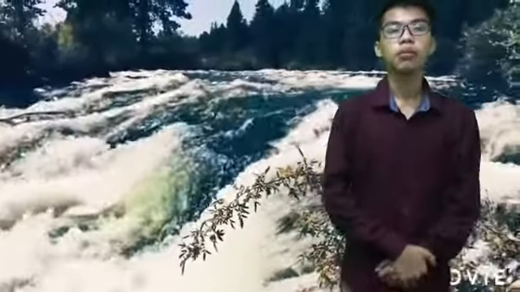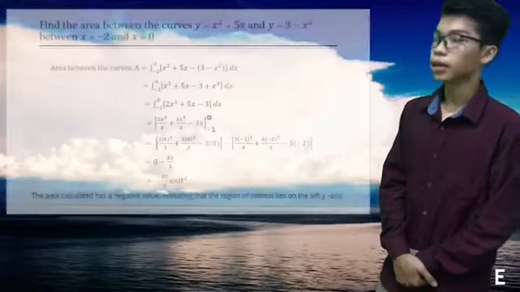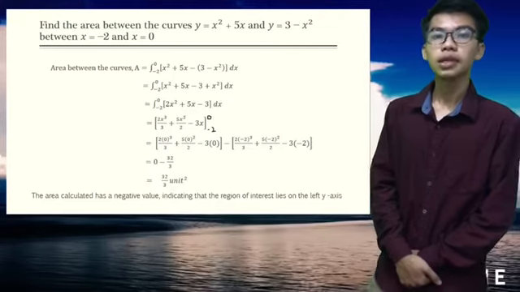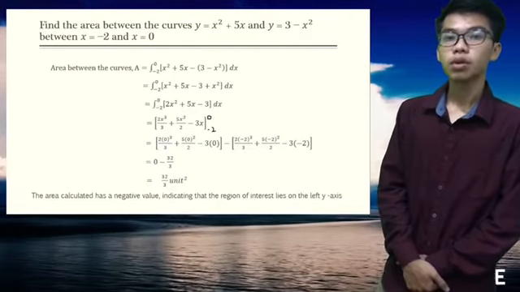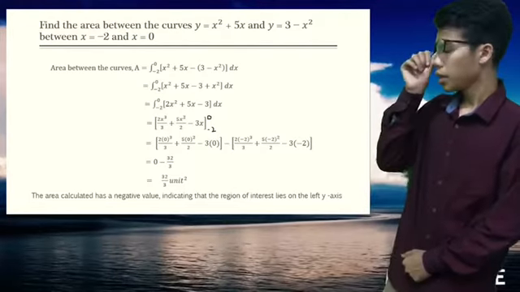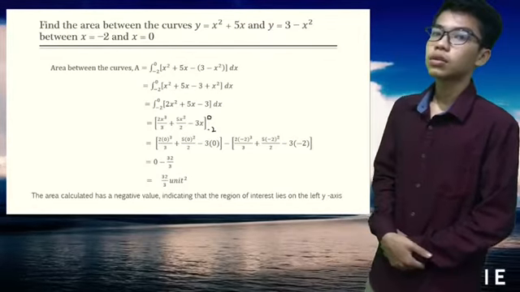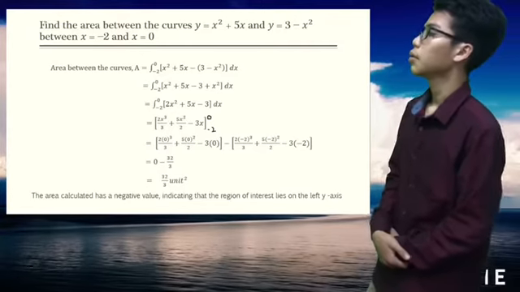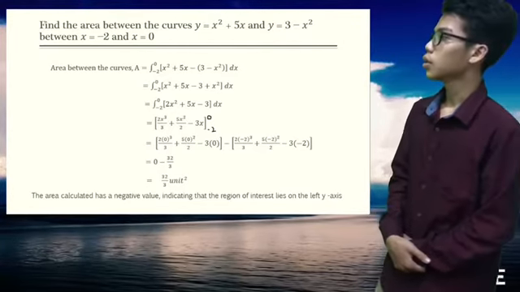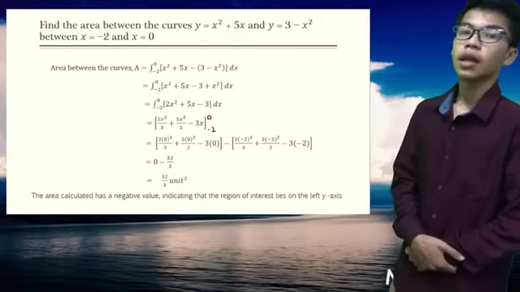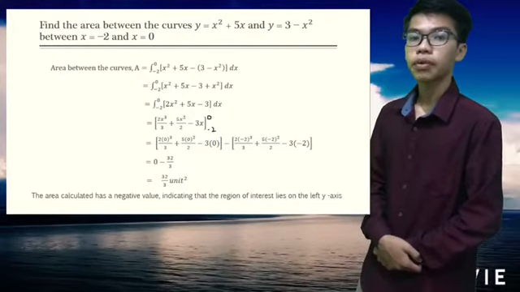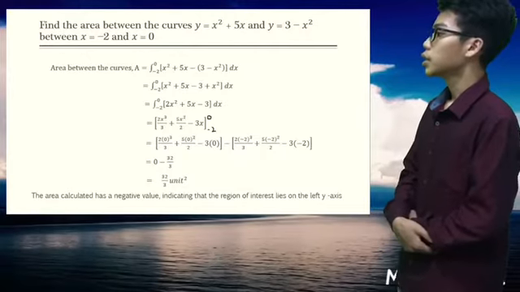Today, I will present to you the presentation 2 for the integration exercise set 2, question B. Find the area between the curve y equals x squared plus 5x and y equals 3 minus x squared between x equals negative 2 and x equals 0. Area equals the integral from negative 2 to 0 of x squared plus 5x minus bracket 3 minus x squared dx, which equals the integral from negative 2 to 0 of x squared plus 5x minus 3 plus x squared dx.